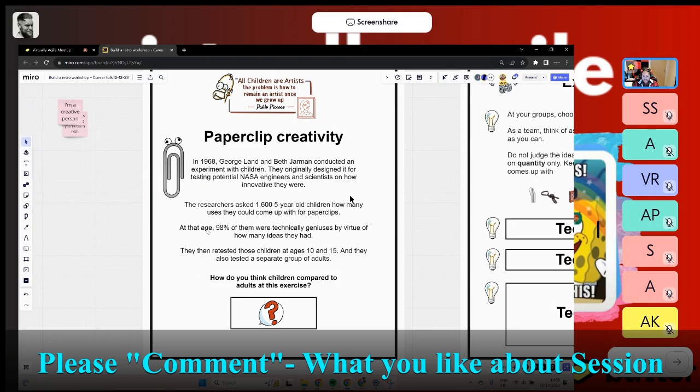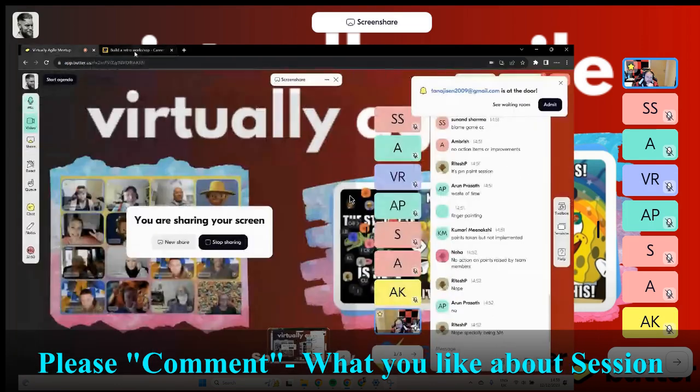What they then did is they retested those children as they got older, at ages 10 and 15, and they also tested a group of adults. So my question is, how do you think the children compared to the adults? If 98% of them were geniuses at 5, how many percent of the adults were considered geniuses? And what percentages do you think changed for the ages 10 and 15? Share your thoughts in the chat.